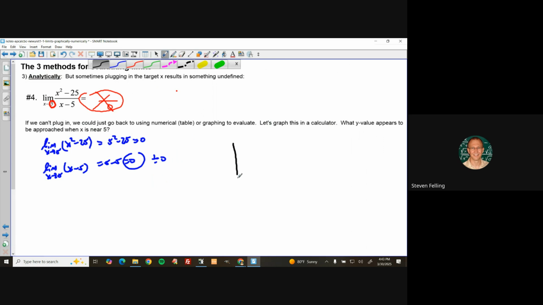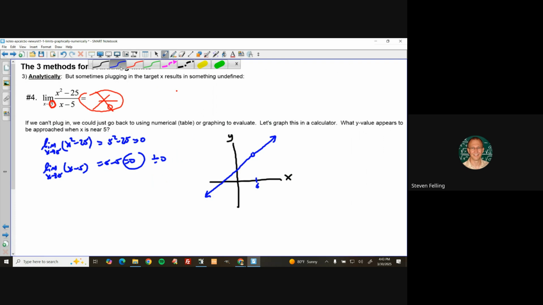If we were sketching this graph, then this would look like this. There's something that looks like this, but when we get to 5, there's a hole in the graph. It looks like that. All right, so while I can't actually plug a 5 in, the graph of this appears to be a line. So why does it appear to be a line?